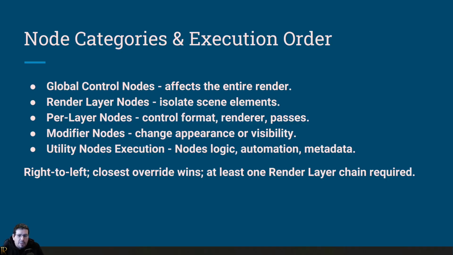Global control nodes affect the entire render. Render layer nodes isolate scene elements. Per layer nodes control format, renderer, and passes. Modifier nodes change appearance or visibility. Utility nodes, execution nodes, logic, automation, and metadata, sorry. Again, as I mentioned earlier, like your material or your blueprinting, it goes from right to left. Closest will override anything, right? At least one render layer chain is required.